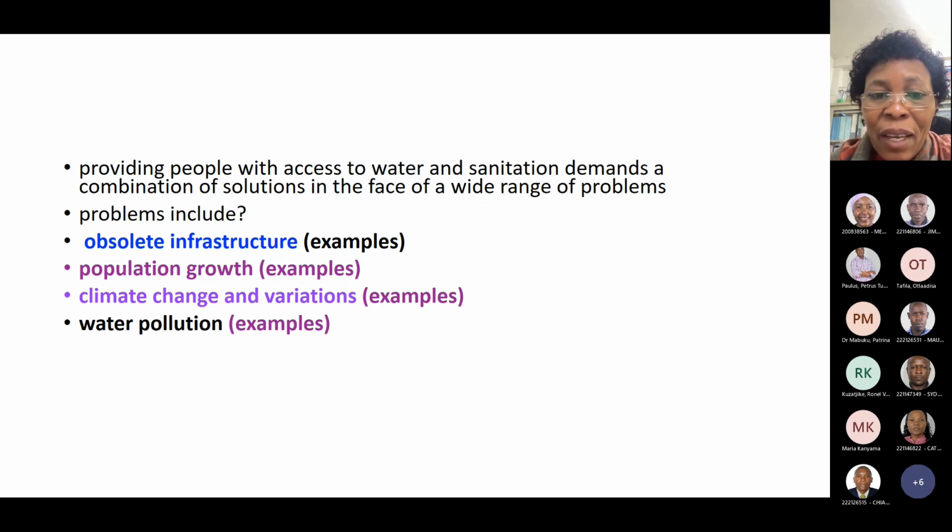Pollution. Now, this, to some extent, we have control of. In other places, we have industries which are put in place without abiding by the rules and regulations on safe disposal of water and other waste products from whatever they are doing.